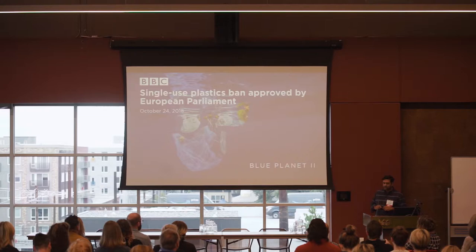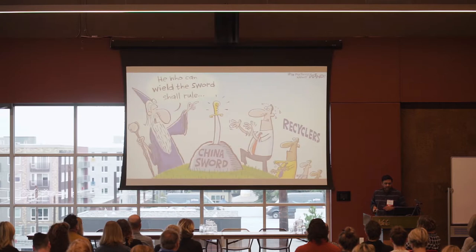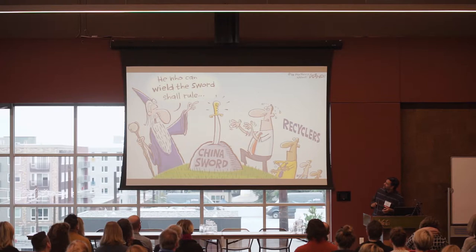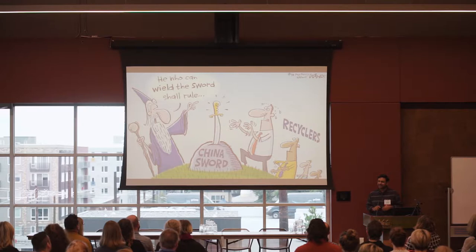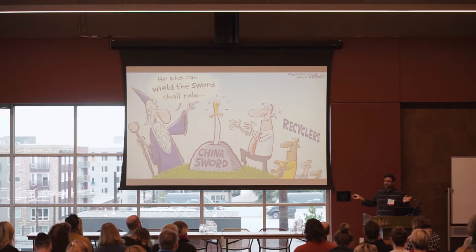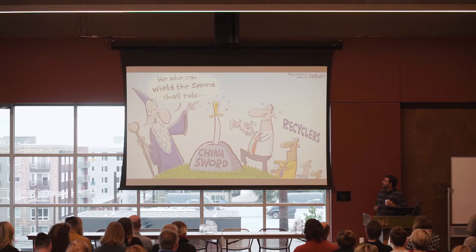I think there's another decision behind this that we have to remember, and that's something called the China Sword Policy. If you don't know what that is, China is the world's number one recycler. It says who can wield the sword shall rule, and you have recyclers trying to grab the sword out. Basically, China has made its standards so high for the cleanliness of their recycling that most recyclers can't meet it. And so now most of our recycling is not going anywhere. Maybe in the dump. I don't know exactly what's going to happen to it. But that's basically what we're facing.